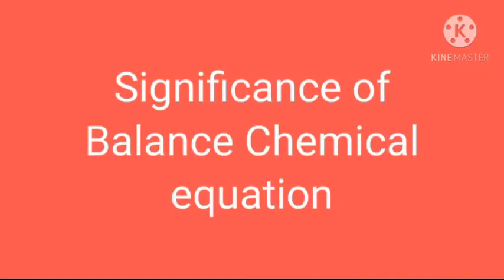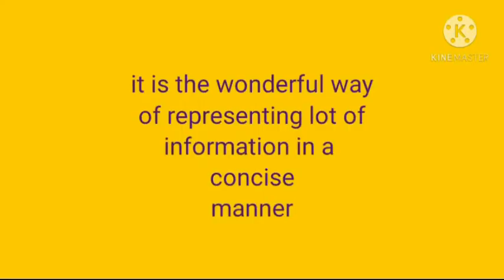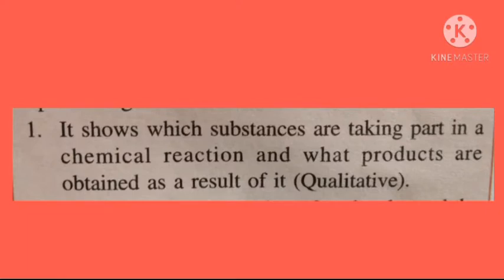Now students, our next topic is the significance of the balanced chemical equation that we are going to learn. A balanced chemical equation is a wonderful way of representing a lot of information in a concise manner. The first significance: it shows which substances are taking part in a chemical reaction and what products are obtained as a result of it. This is called qualitative estimation.